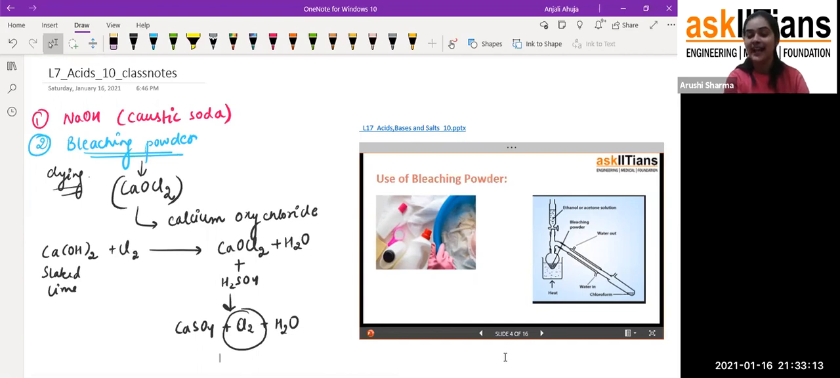So we do the dyeing, but why? Because it has the property of bleaching, that it will change the color. Now moving ahead, my dear students.